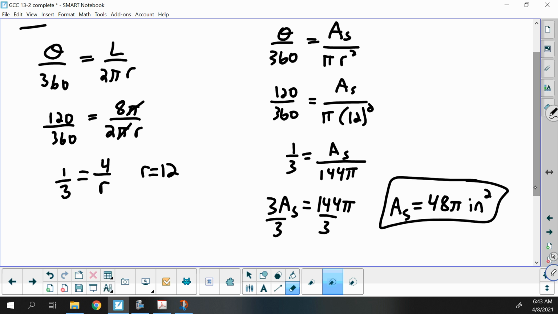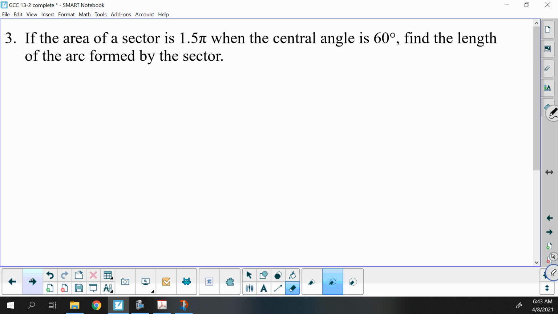So these last two were ones where they talked about both area of the sector and the arc length, and we wanted to find the area of the sector. So the next two over on page 10, we're going to go the reverse. We talk about the area of the sector. They tell us what that is. We want to find the length of the arc. So we want to find the arc length. So these will be two steppers again.